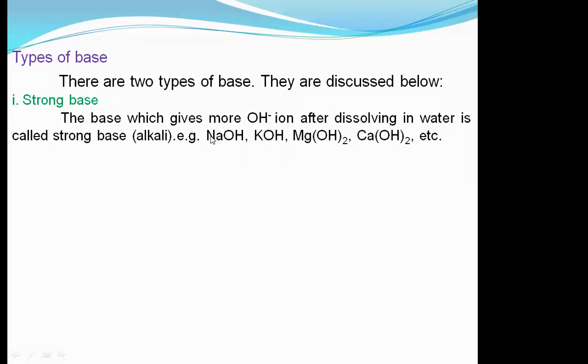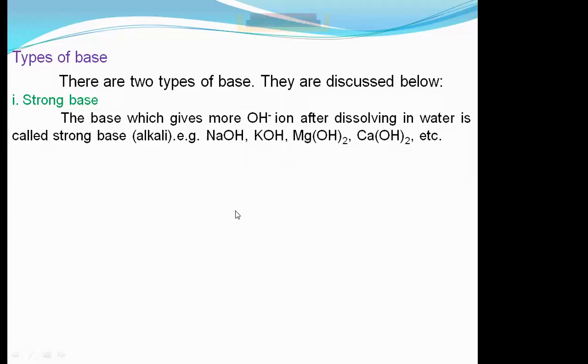But keep it in mind, sodium hydroxide and potassium hydroxide are the good examples of strong base. I want to repeat it. Sodium hydroxide and potassium hydroxide are the good examples of a strong base. Magnesium hydroxide and calcium hydroxide are not assumed to be the strong base examples. Keep it in mind. But in our book it is given like this, and somehow it is widely used, and that's why it is treated as a strong base.